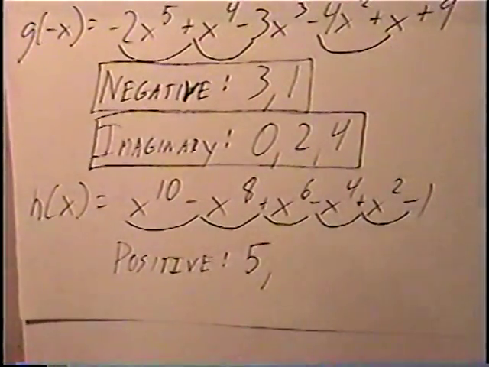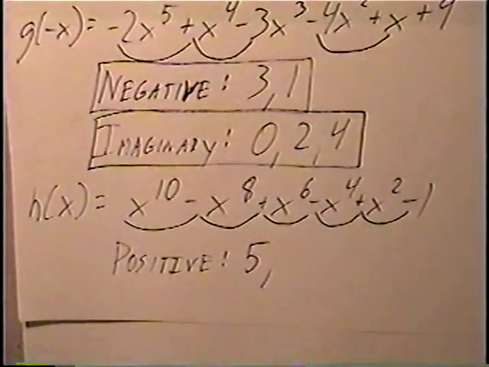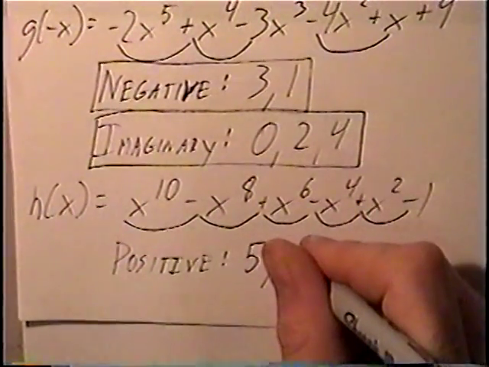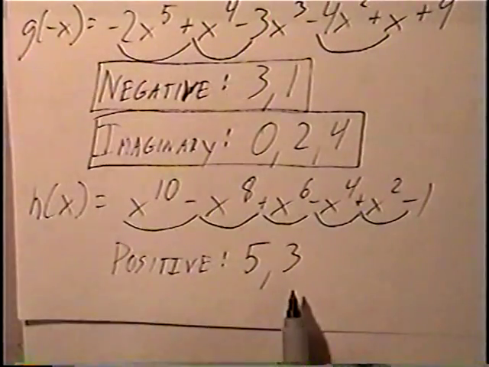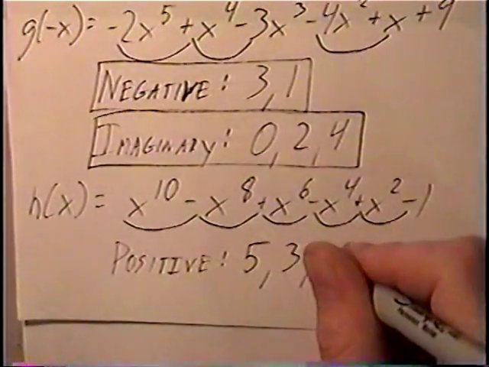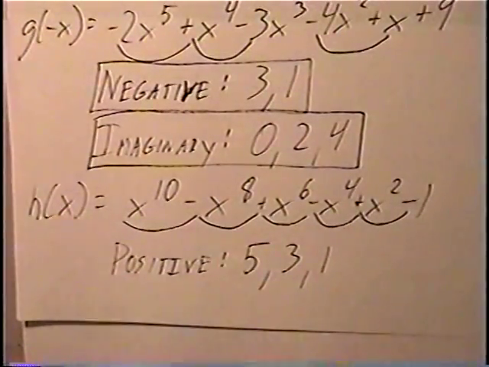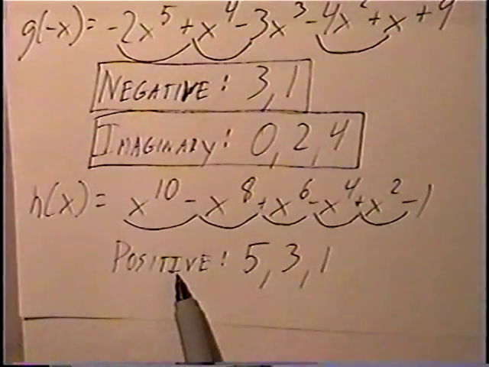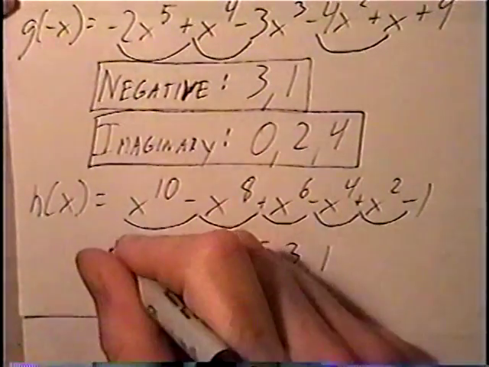Again, though, we'll take away 2 each time until we end up with either 0 or 1. So there's a possible 5, but if we take away 2, we could also have a possible of 3 positive. And if we take away 2 again, we'll end up with 1 positive. So there could either be 5 positive zeros, 3 positive zeros, or 1 positive zero.